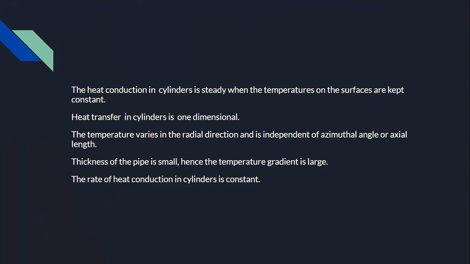And what happens in heat conduction in cylinders? Heat conduction in cylinders is studied when the temperatures on the surfaces are kept constant, that is, they don't change with respect to time. Heat transfer in cylinders is one-dimensional for the next reason itself. The temperature varies in the radial direction and is independent of azimuthal angle or axial length. The thickness of the pipe is small, hence the temperature gradient is large, which we are talking about in reference to the hot water steam pipe, and the rate of heat conduction in cylinders is constant.